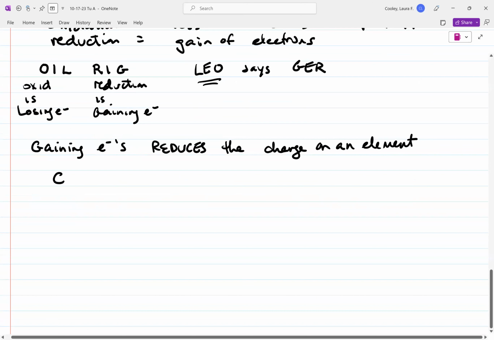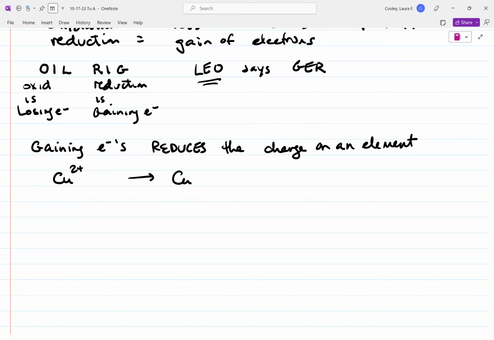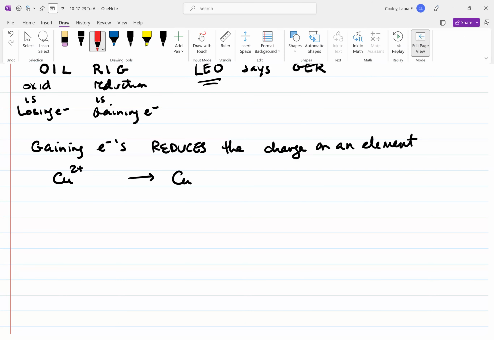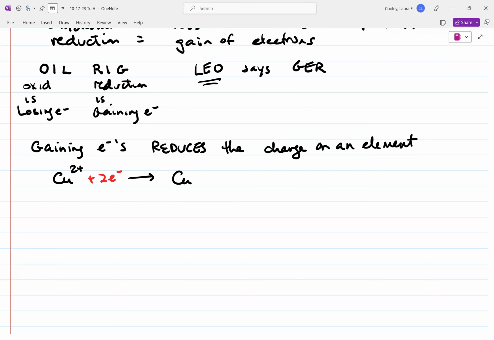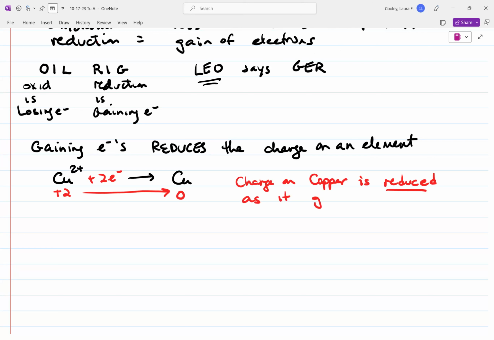So for example, copper 2+ goes to copper, okay? And it does this by gaining 2 electrons. So copper started out with a +2 charge here. It ended up with a 0 charge. So the charge on copper is reduced. It went from +2 to 0 as it gained 2 electrons.